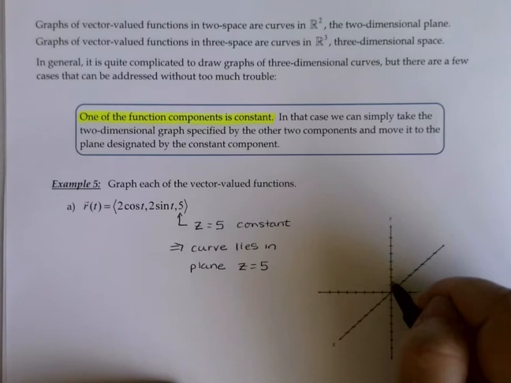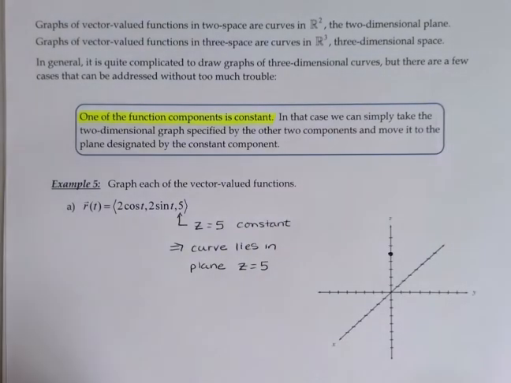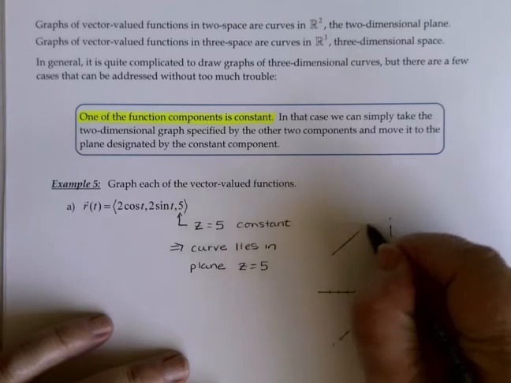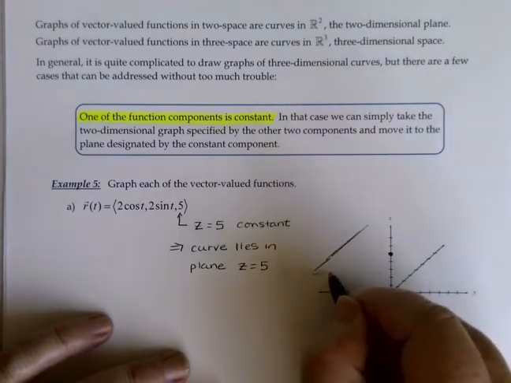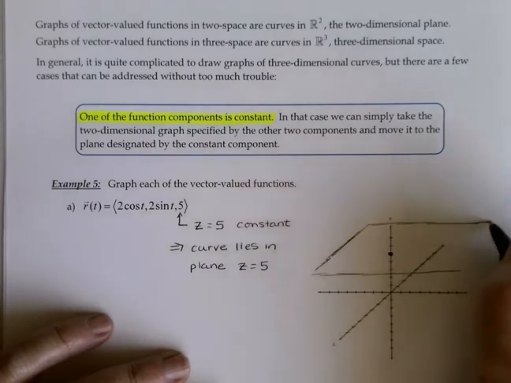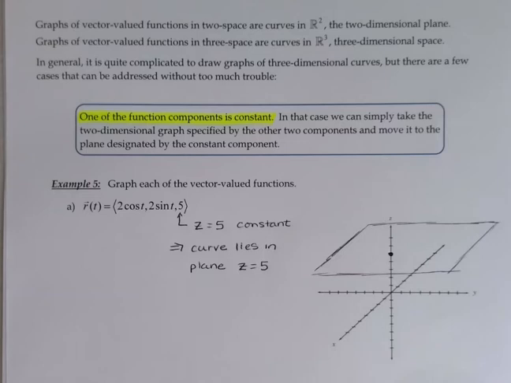So z equals 5, 1, 2, 3, 4, 5 is right here. And this is just going to be a plane parallel to the xy plane. So horizontal, up here at a height, z equals 5. And remember, to make your graphs look good, if you sort of draw your lines parallel to the axes, it helps the reader see what you're trying to say.